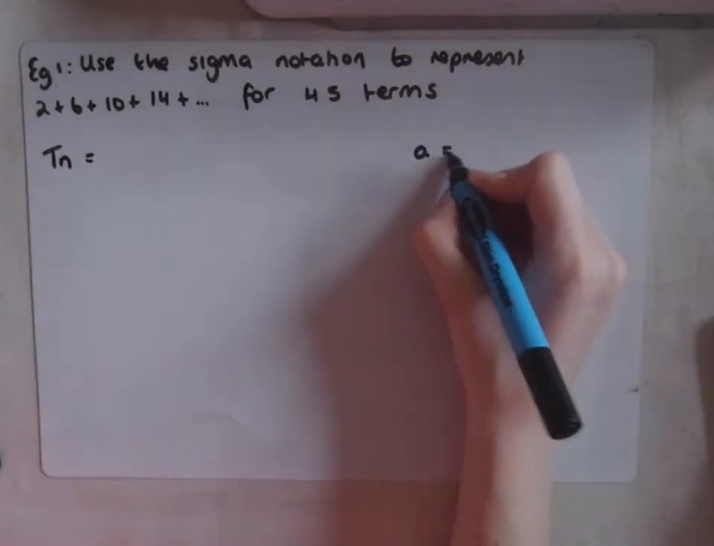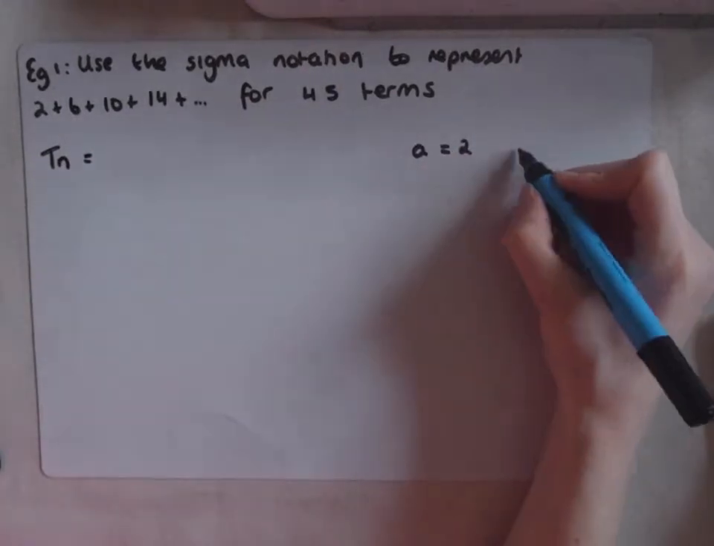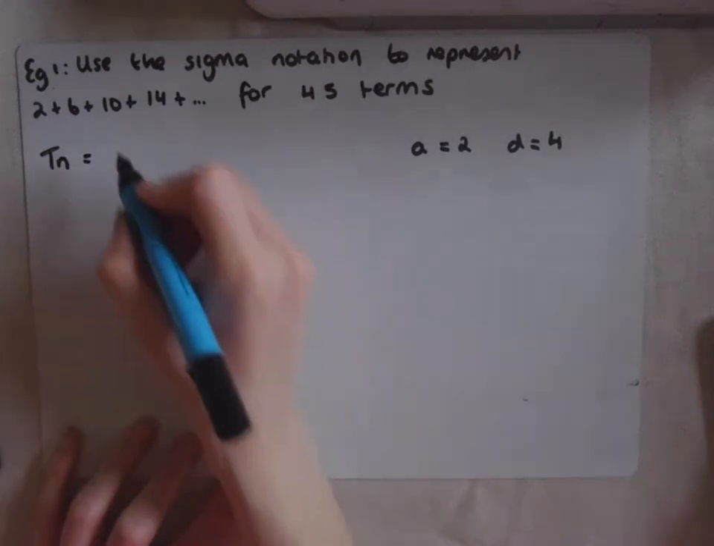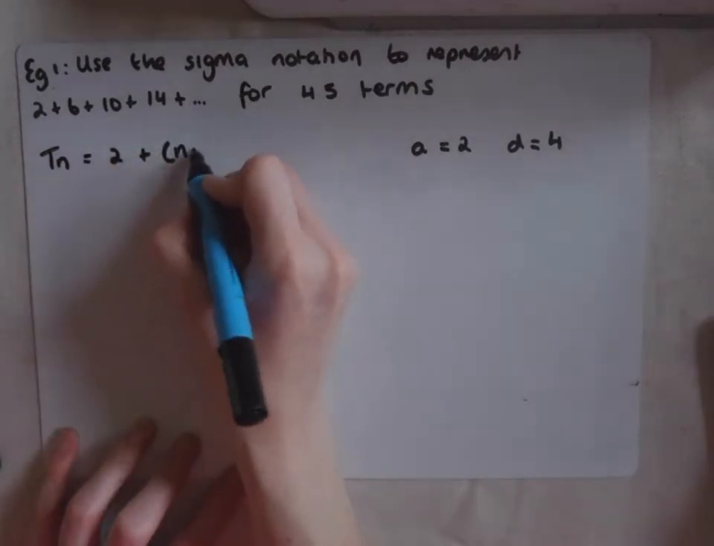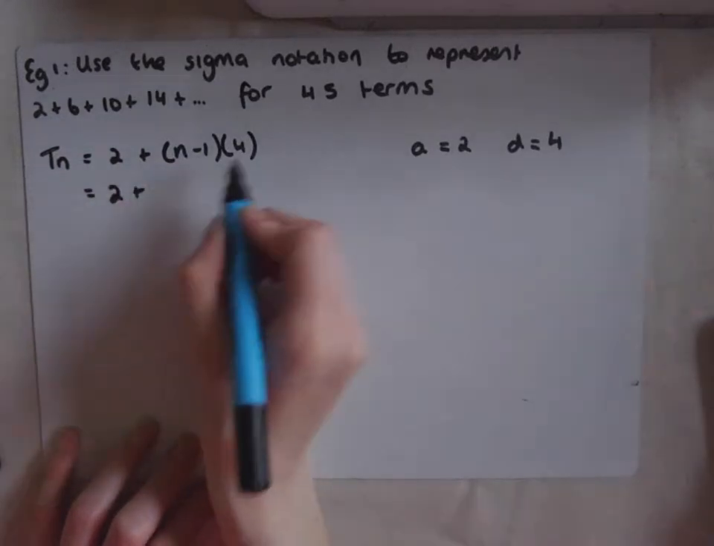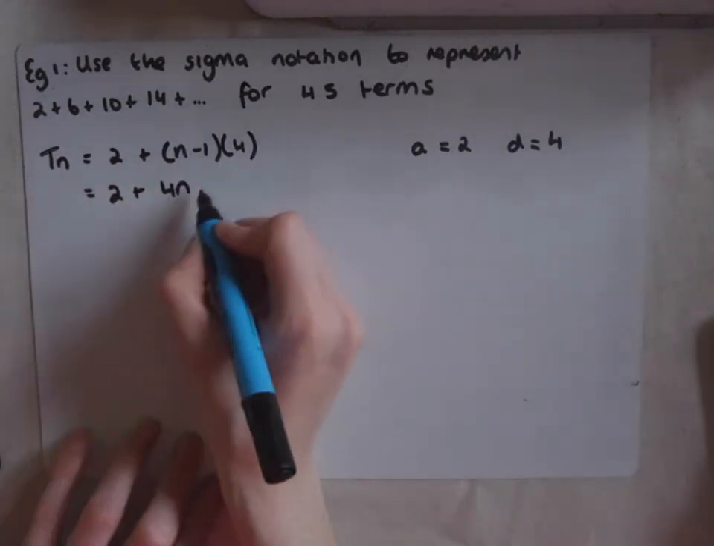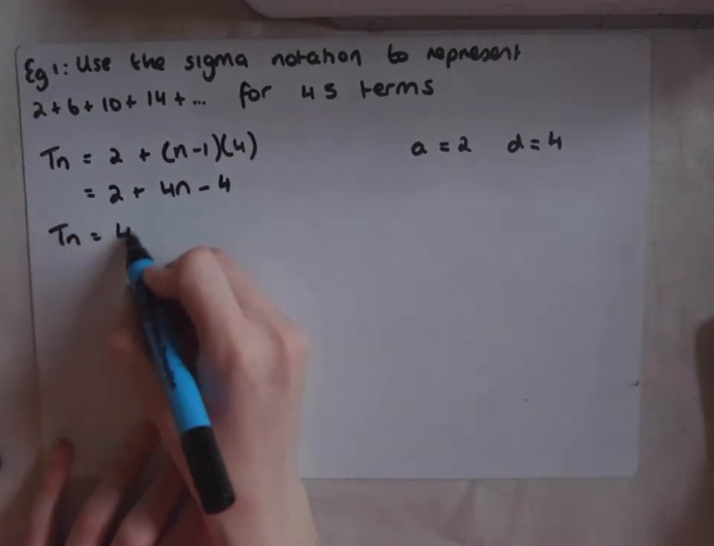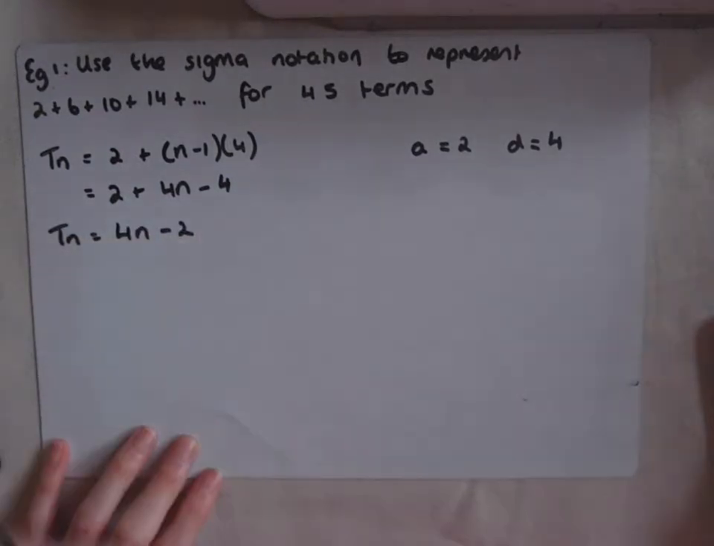In this case, a is my first term, 2, and d is my common difference, which is 4. Okay, so just fill it into your Tn formula, a plus n minus 1 times d. So that's 2 plus 4 times n, 4n, 4 times minus 1, minus 4. So Tn is 4n minus 2.